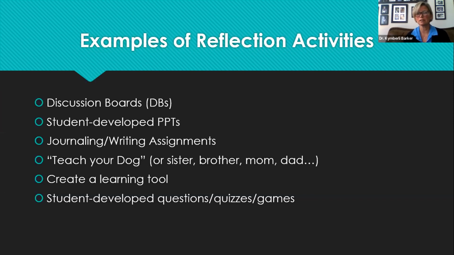Journaling and writing assignments, self-explanatory. Okay, teach your dog or your sister or your mother or your brother or whomever. This is when I send them home and I say, okay, your reflection for tonight is to give me a signed document from your mom saying she now understands the structure of a neuron. Okay. And the student could fake it for sure, but it's a different way to do a dull, boring, monotonous reflection activity, and there are variations on that theme.